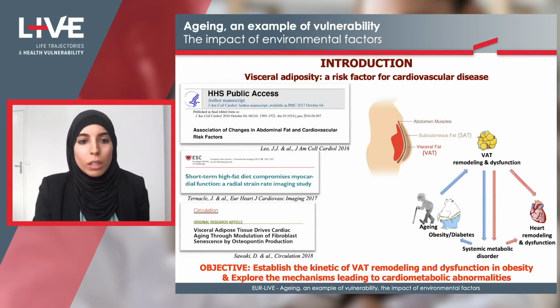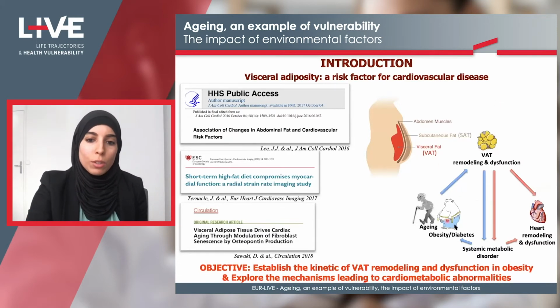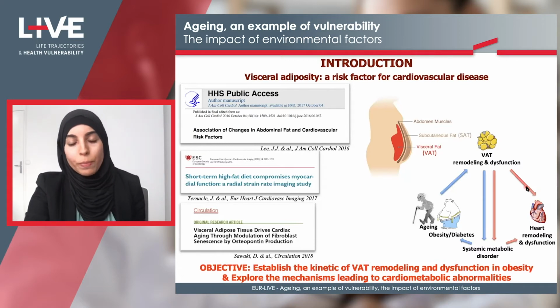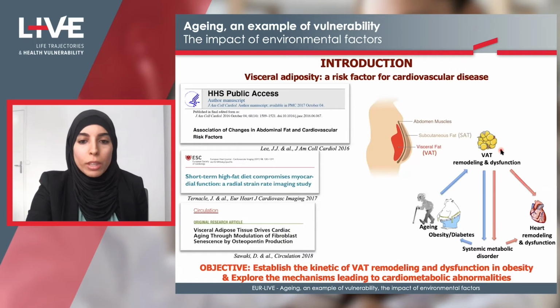So this study is in line with recent studies published by our team and others, demonstrating that in the context of obesity, as well as aging, visceral adipose tissue has a key role in promoting metabolic dysfunction and cardiac dysfunction with remodeling through profibrotic and pro-inflammatory secretome, and that these secreted factors are coincident with the accumulation of senescent cells in adipose tissue. So our objective is to establish the kinetic of visceral adipose tissue remodeling and dysfunction in obesity, and also to explore the mechanisms leading to cardiometabolic abnormalities.